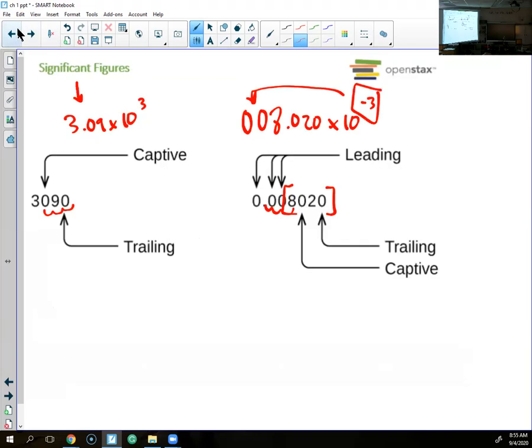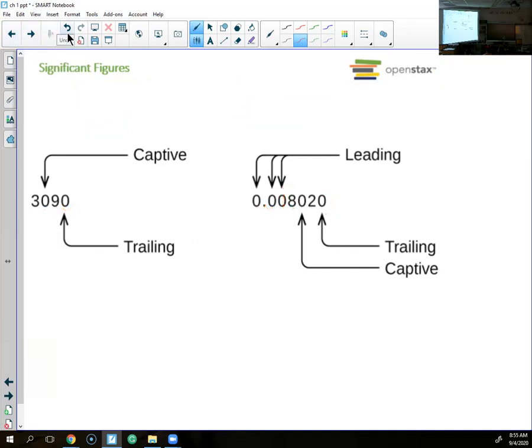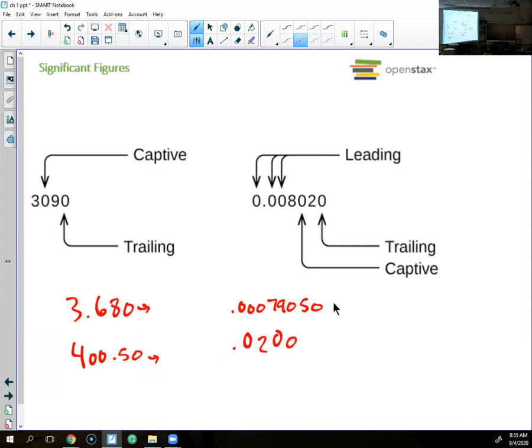Did you want more practice? Okay, so let's see. With your partner, figure out how many sig figs each one of these numbers have.